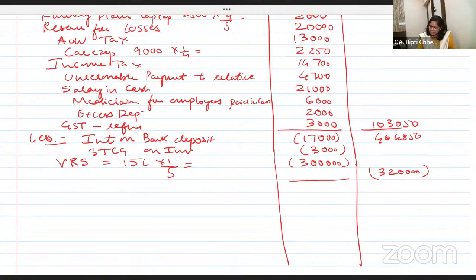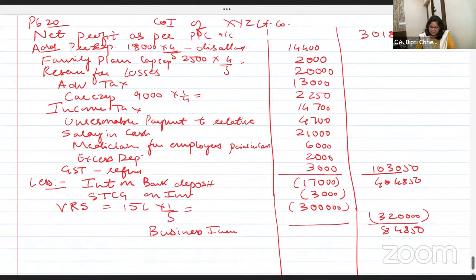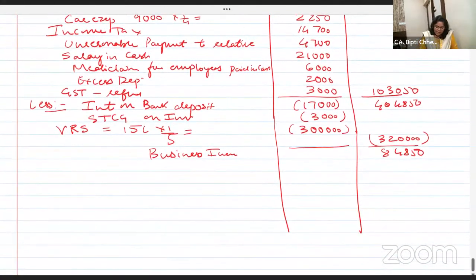So business income is coming to 84,850. If they ask you to compute business income, देखो उतना भी बड़ा problem नहीं है. It's a nice problem, with good adjustments. Business income. And then if they ask you income from other sources, just calculate and write.